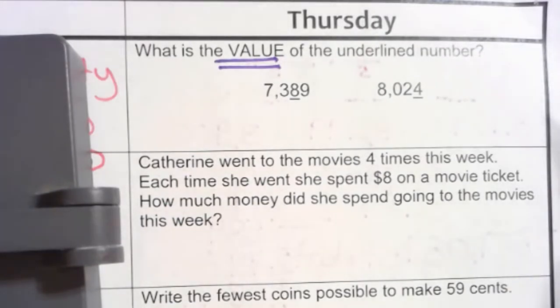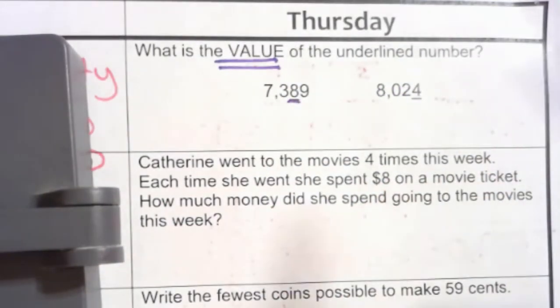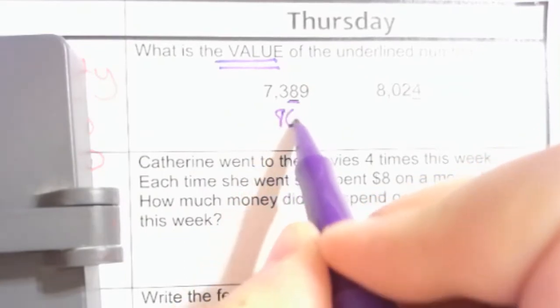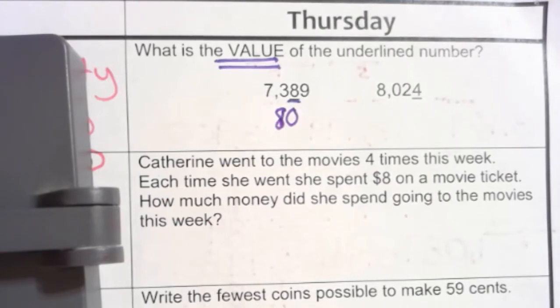7,389. We're looking at the 8. It's in the tens place, but the value is 80. The value is 80. You want to add anything to that, Ms. Walker? We just say 8 tens, and so if you were to count by 10 8 times, you would get to 80. Yes, very good.